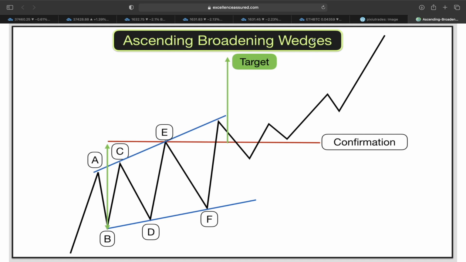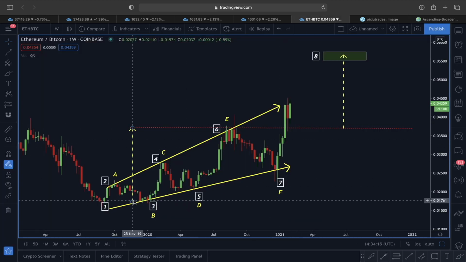But to find out which label that could be, we have added this ascending broadening wedge. And according to this ascending broadening wedge, the length here from B to E is going to be the target here from this E to the upside. So I did exactly what the ascending broadening wedge actually showed. From this point B to this point E area, I measured the length. This is showing us a possible move here in an upper direction around 0.056 or 0.055 sats. So this is showing us that, hey, Ether compared to Bitcoin still has a lot of potential.